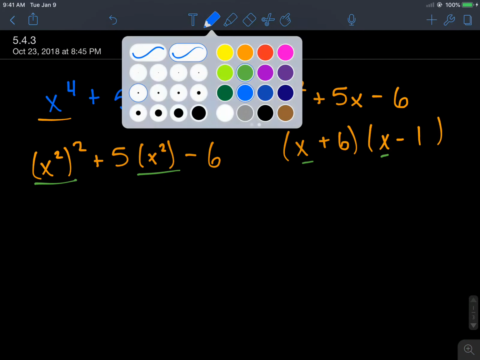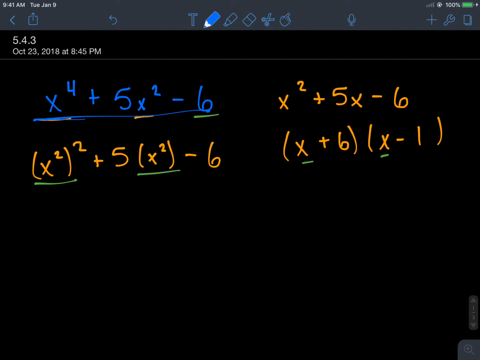So this whole thing factors very similarly to what we had there, but instead of x and x, what gets us to x to the fourth? Well, we want x squared and x squared. And then when we multiply by the constant, that's going to get us terms that just have x squared. So it's the same as what we have over here on the right. What multiplies to a negative 6 and adds to 5? Well, that's a positive 6 and a negative 1.